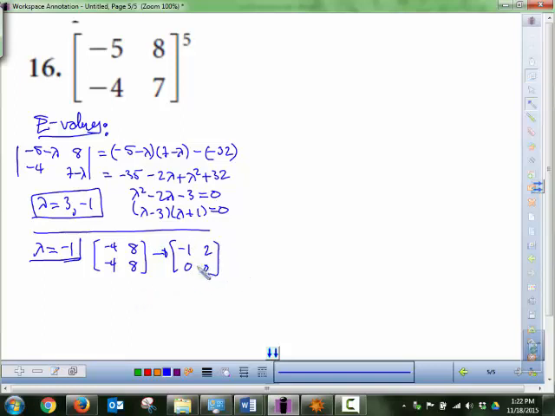And then this gives me an eigenvector. If I let y be a free variable, minus x plus 2y is equal to 0. And then x is equal to, bring that over to the other side, this remains positive, 2t.